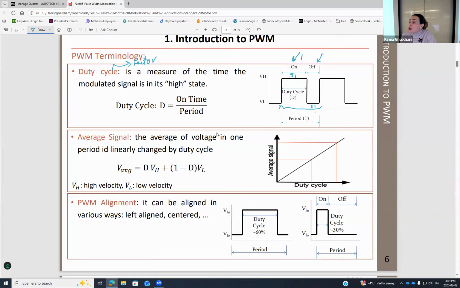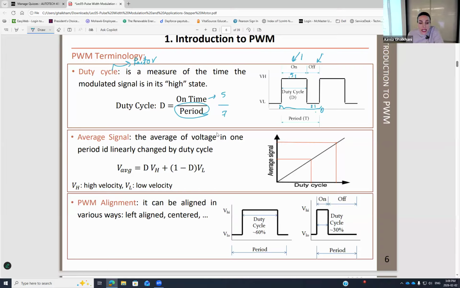So now, on means 1 or high. Off means low or 0. In here, duty cycle means look at the on time, not the voltage. On time. And for example, if this is 5 seconds and the period is 5 plus 2, 7, this will be the duty cycle. Make sense?